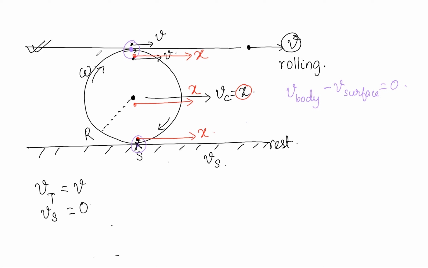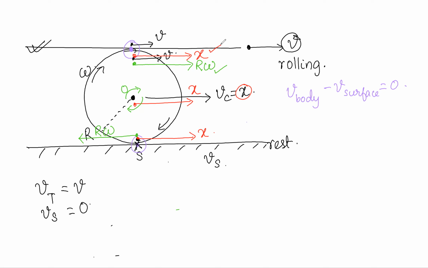Because the object is moving with an angular velocity of omega, I'm going to draw this in green. The top point is going to have a speed of r omega because of rotation. The center point is not going to have any speed because of rotation. And the bottom point is going to have a speed of r omega in the backward direction because of rotation. So each point has two different speeds. It has a speed of r omega because of the rotation. It has a speed of x because of the translation.